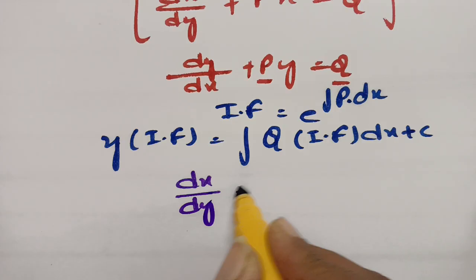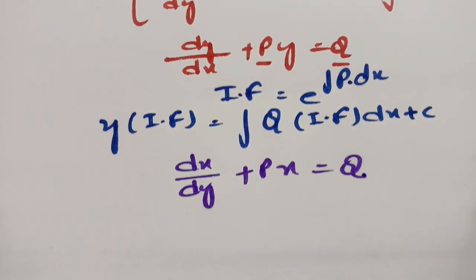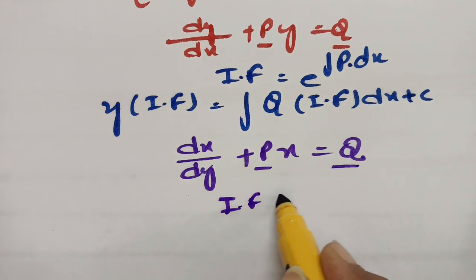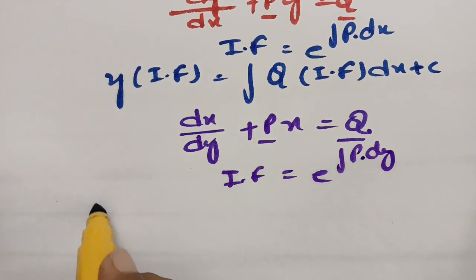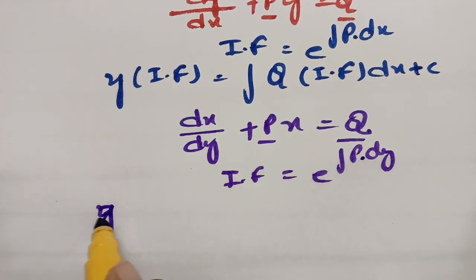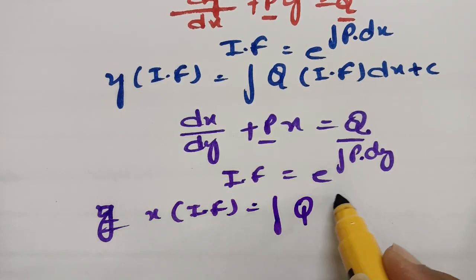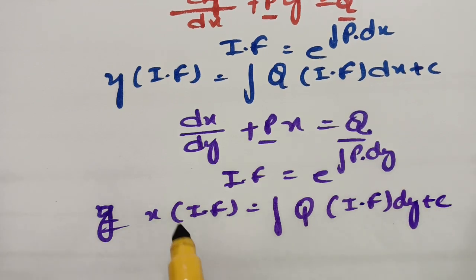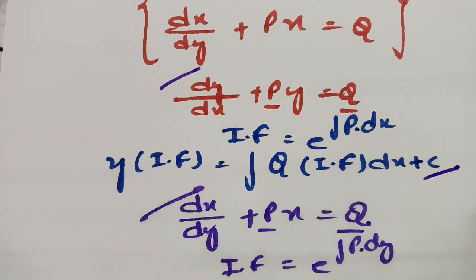Now, if the equation is of the form dx by dy plus px is equal to q, this is also a linear differential equation. Then we have to choose this p and q. The integrating factor will be e power integral p dy. Remember, the solution will be x times the integrating factor is equal to integral q into the integrating factor dy plus c. So this is one type and this is another type. There are two types here, which I am going to explain through the questions.